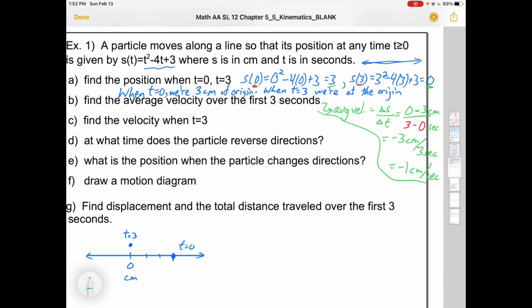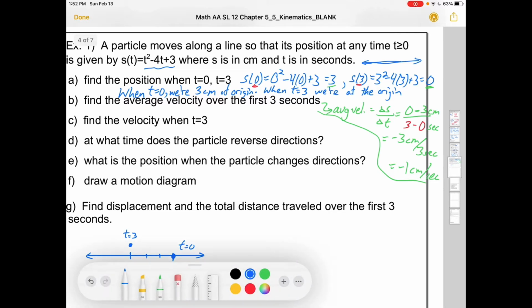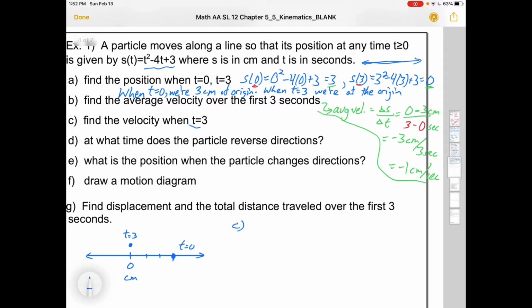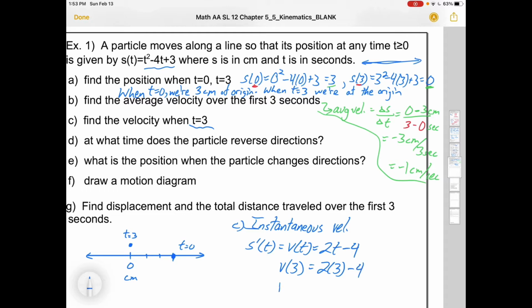And now I think I need to have a little more space to do the rest of this. For part C, it says, find the velocity when T equals 3. This is instantaneous velocity. So what is going on exactly at that moment? Well, we'd have to differentiate. So the first derivative of position is velocity. That would give us 2t minus 4. And velocity at 3 would be 2 times 3 minus 4, or 2. And this is in centimeters per second.